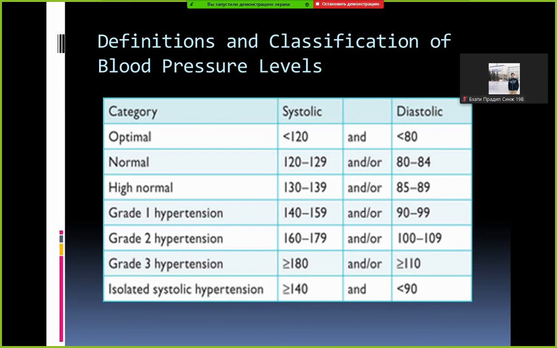So the first grade of arterial hypertension, systolic blood pressure 140 to 159, diastolic 90 to 99. The second grade, systolic blood pressure 160 to 179 and diastolic 100 to 109. The third grade of arterial hypertension, systolic blood pressure more than 180 and diastolic blood pressure more than 110. And there is also isolated systolic hypertension when systolic blood pressure is more than 140 and diastolic pressure is normal.